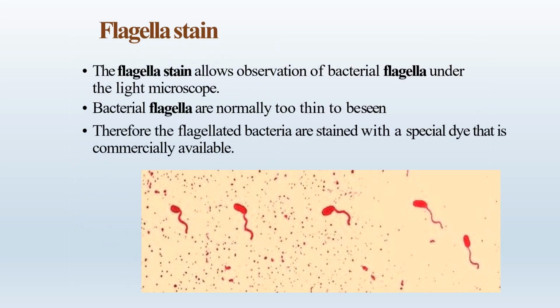Next staining type is flagella staining, that allows the observation of bacterial flagella under microscope. They are too thin to be seen, so they must be stained with a special dye to be seen under the microscope.